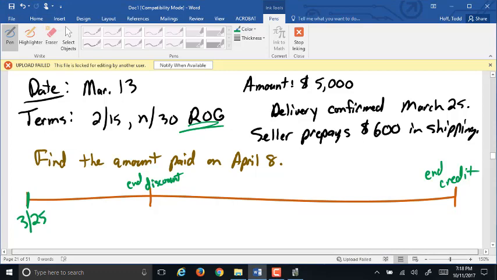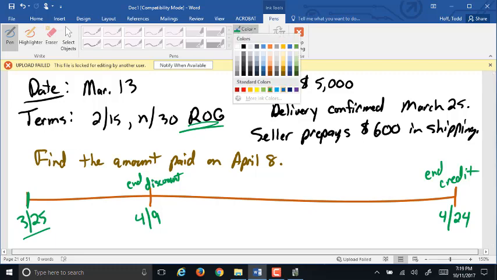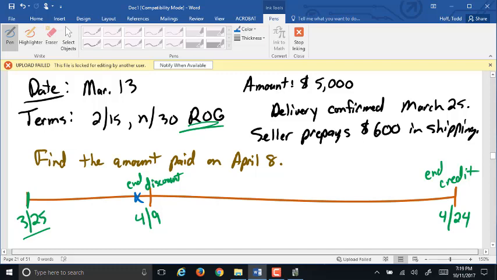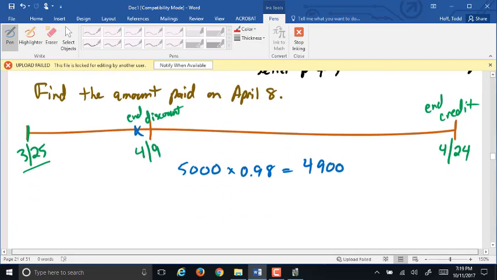So, what's the end of our discount period? 4/9, 15 days after March 25th. End of the credit period? 4/24, 30 days after March 25th. They paid on April 8th, so they get 2% discount. 5,000 times 0.98 is 4,900, and we add the 600 freight.